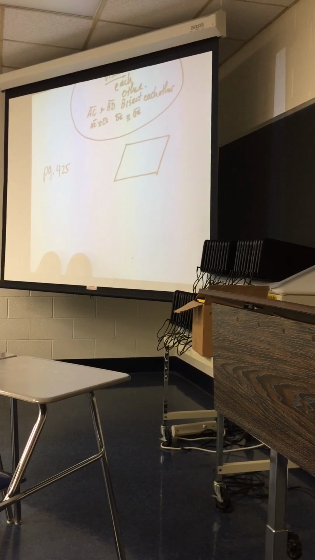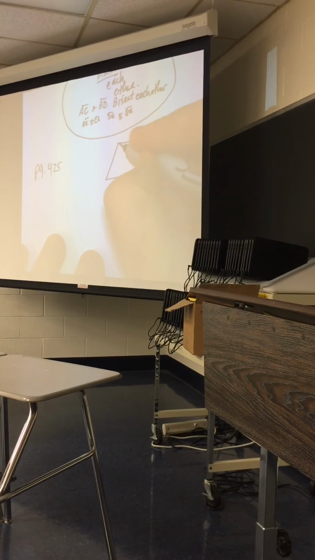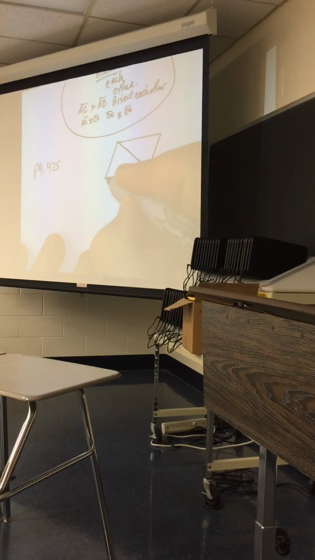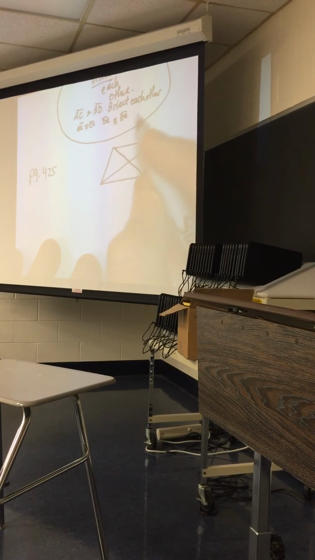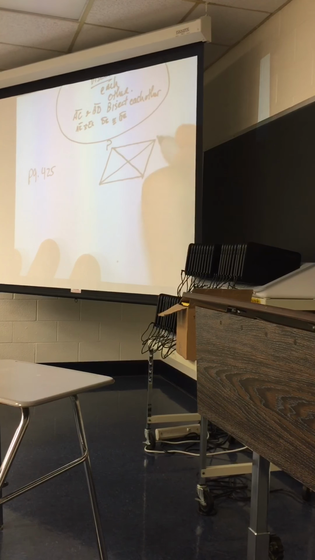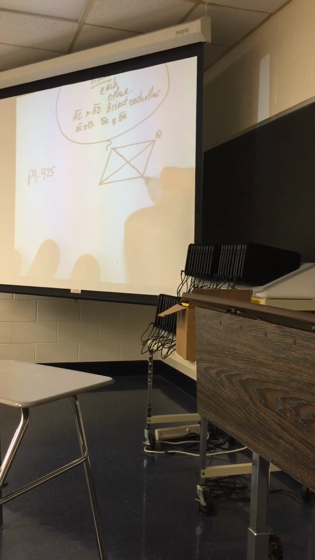Page 425, we've got a parallelogram. It says PQRS is a parallelogram. That's given. And then we've got an intersection of T. I'm going to focus in just a little bit so we can see this a little bit better.